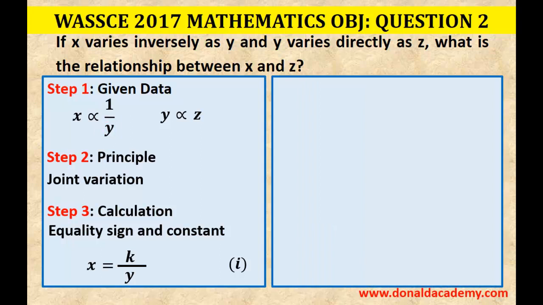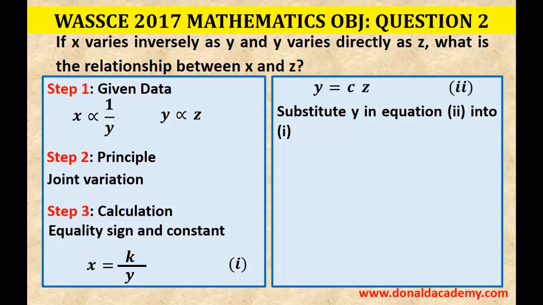Now for the second expression, we have y. So we are going to replace the proportionality sign with the equal sign and then introduce a constant term. In this case, we are going to use c and then we write z. So we're going to call this equation 2.